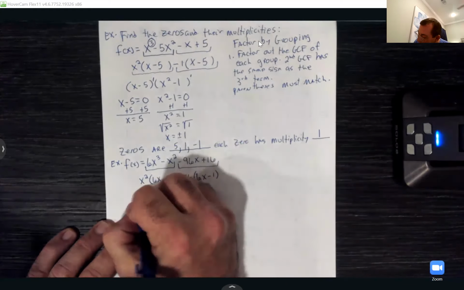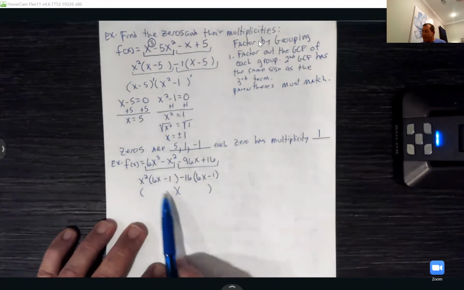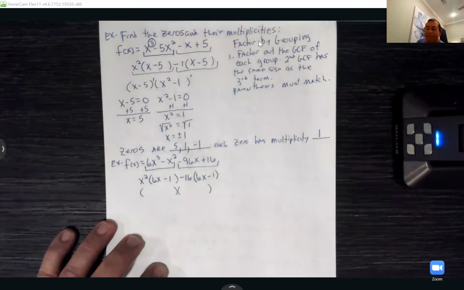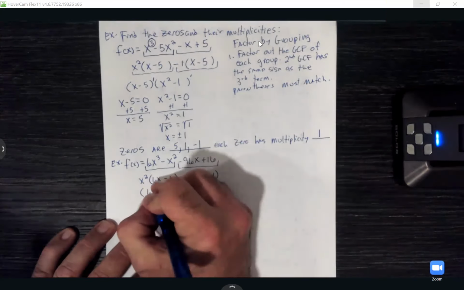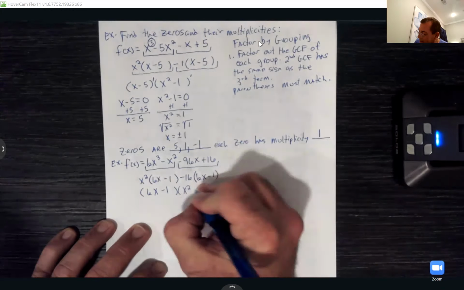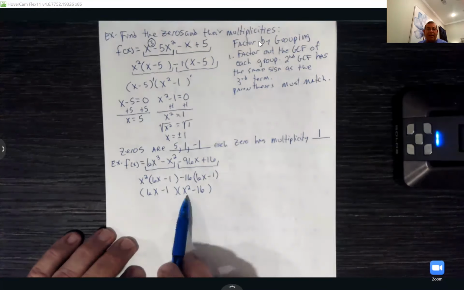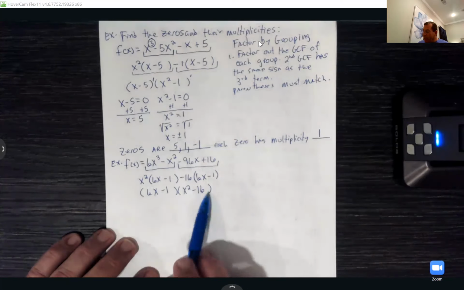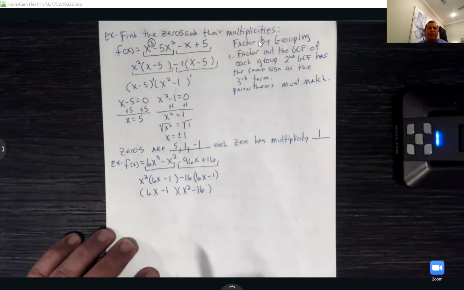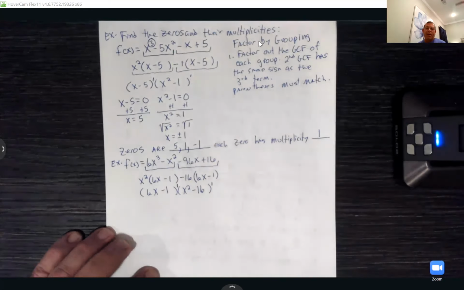So let me see if y'all remember what I'm about to do. I'm about to write this as 2 sets of parentheses. What's going in each parenthesis? 6x minus 1. X squared minus 16. X squared minus 16. There you go. All righty, so I'm basically now at the point where I'm going to solve these. So once again, what's the multiplicity going to be for each of these parentheses? 1. So there's a 1 there and a 1 there.